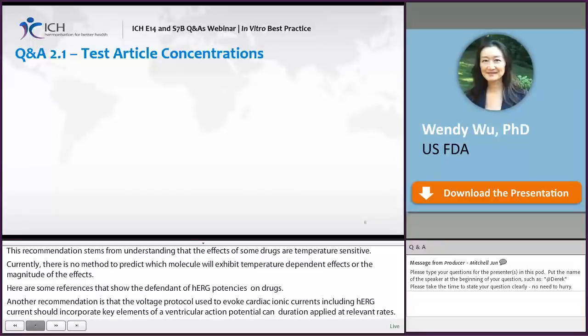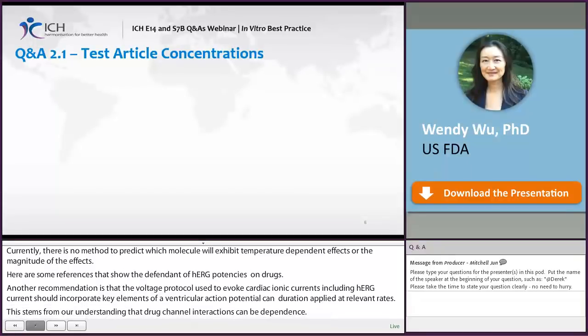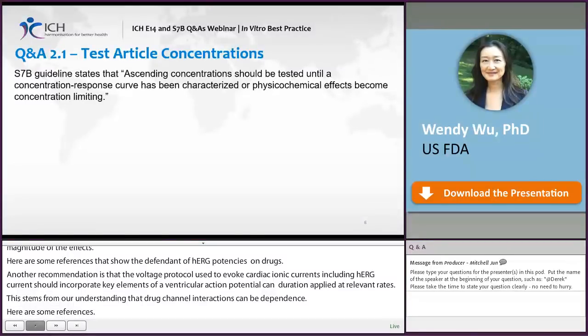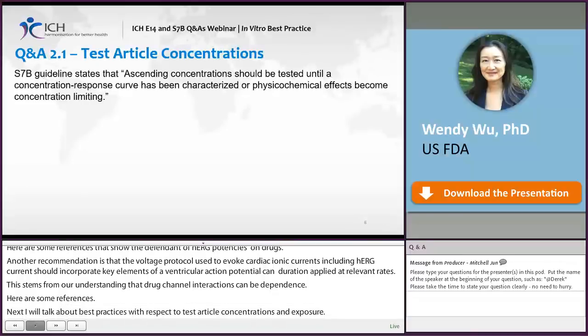Next, I will talk about best practices with respect to test article concentrations and exposure. The original S7B guideline states that ascending concentration should be tested until a concentration response curve has been characterized or physical-chemical effects become concentration limiting.